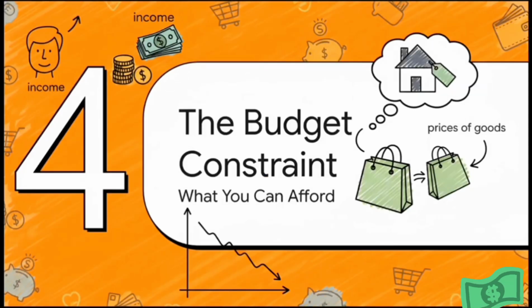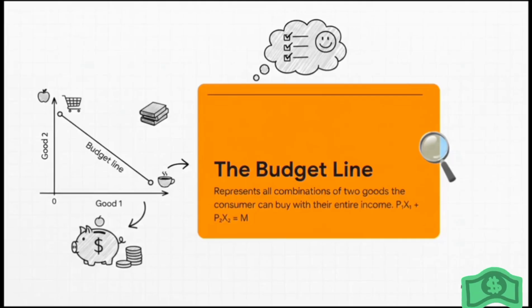Okay, so we've spent all this time talking about what a consumer wants, what they prefer, their indifference curves, but that's only half the picture. Now we have to bring in a dose of reality. What can the consumer actually afford? And that, of course, depends on two simple things: their income and the price of the goods. This is what we call the budget constraint. So the budget constraint is shown by a graph called the budget line. This line shows you every possible combination of two goods that you can buy if you spend your entire income and not a paisa more.